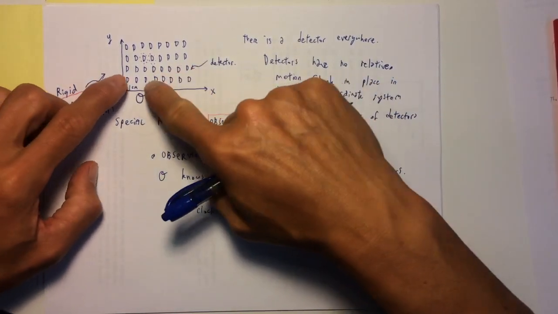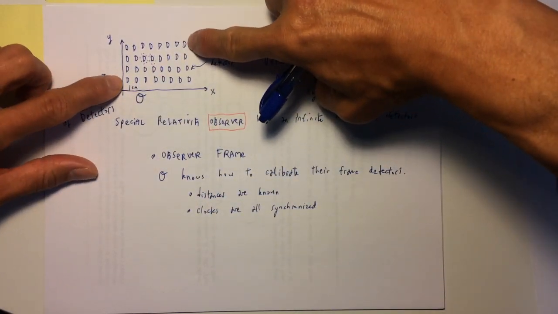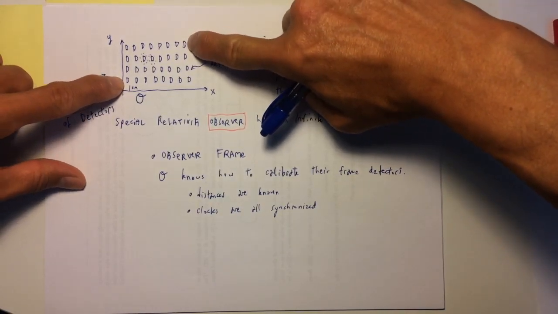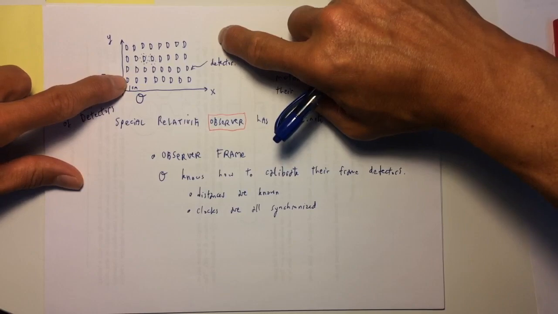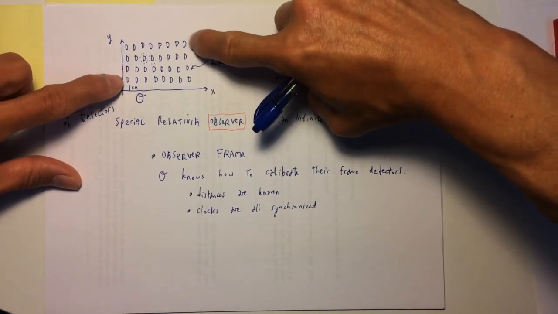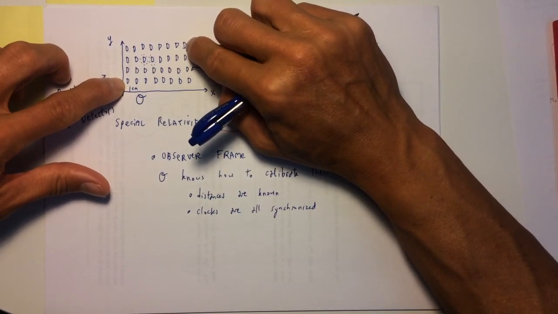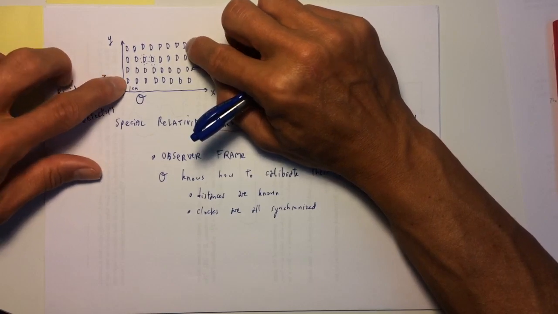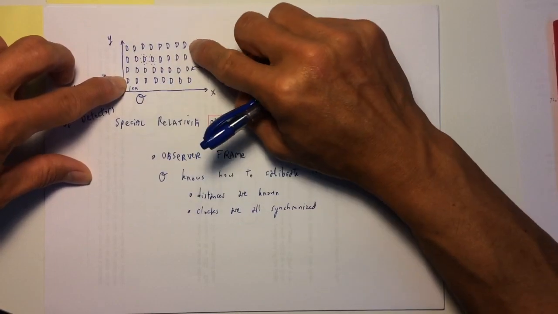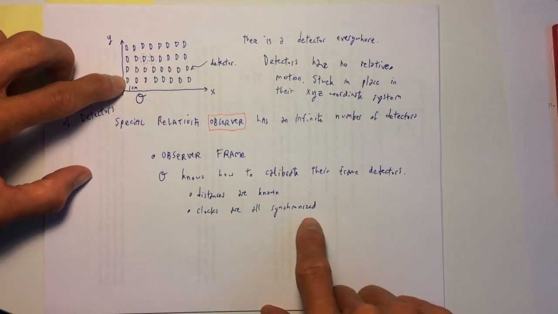That is, even though the detectors could be very far apart, let's look at these two detectors at opposite corners. The idea is this detector has a clock, and this detector has a clock, and those clocks are synchronized. Not only do they run at the same rate, but they always read the same value at the same time in the frame. That's a little bit confusing.